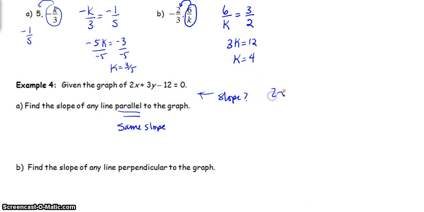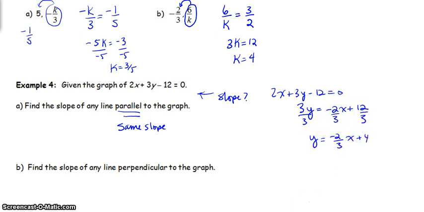So whenever we have an equation in general form, we can easily find the slope by converting it into slope-intercept form by isolating the y. Divide by 3, divide by 3. Oh, I can see the slope is right here, mx plus b. So if it's parallel, it will have the same slope. If it's perpendicular to this line, it will have the opposite reciprocal slope.